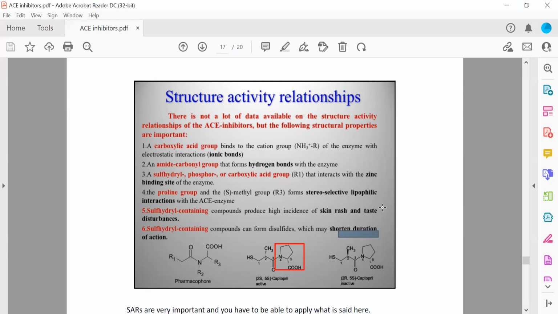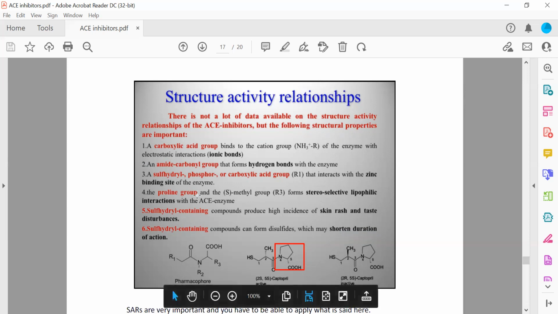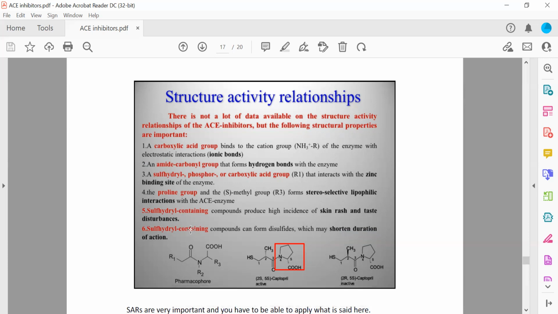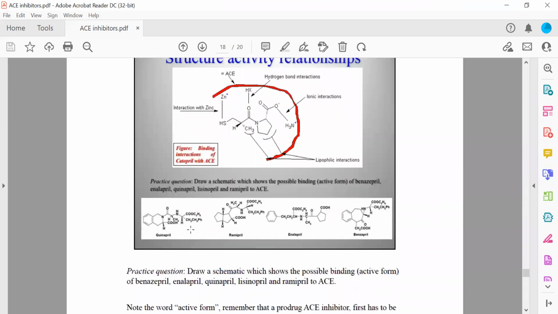But if you do see that the patient is suffering, for instance, from eczema or other skin rashes, psoriasis, or whatever, then obviously it would not be good to prescribe this drug to the patient, because it may cause more severe skin rash reactions. And even the taste disturbances can be quite a problem for some patients. But these are just for the sulfhydryl containing compounds. The phosphor and the dicarboxylate ACE inhibitors do not have these problems. So it's only the sulfhydryl containing drugs that have a high incidence of skin rash, taste disturbances, and may shorten the duration of action.